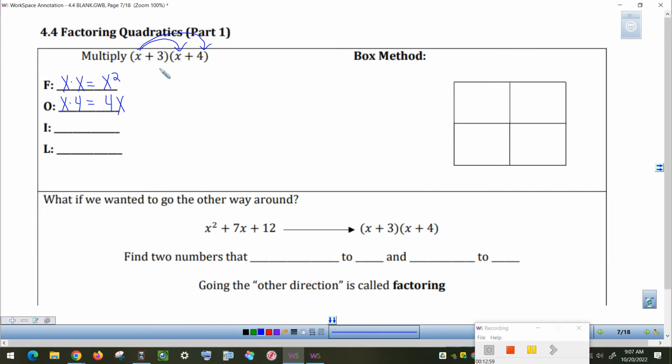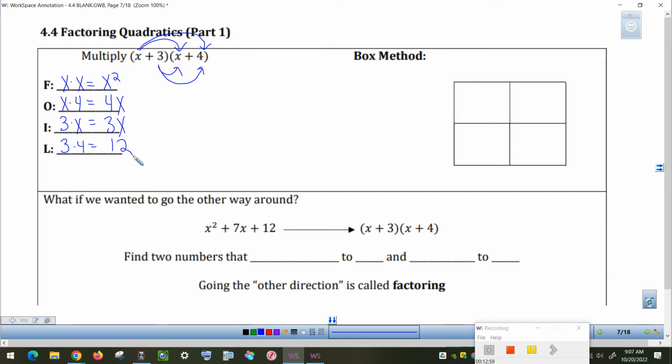All right, the I stands for the inside terms. When we multiply the inside terms together, we have 3 times x, and we will just write that as 3x. No need to put the little multiplication dot. And then for the L, that is the last term times the last term, 3 times 4, and that ends up being 12. Notice how the steps in FOIL, it's really just the distributive property. That's all it is. So we're just going to distribute the first x to both parts in the second parenthesis, and then we're going to distribute the 3 to both parts in the second parenthesis.